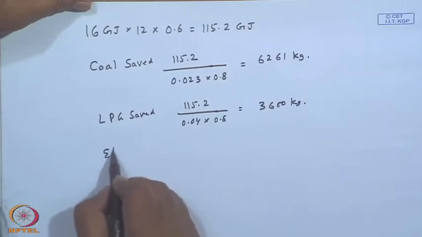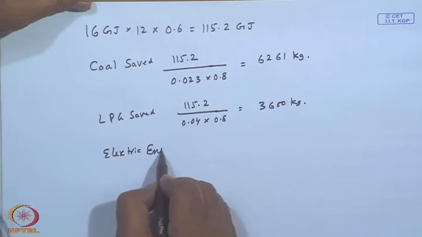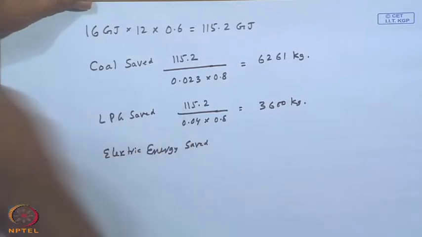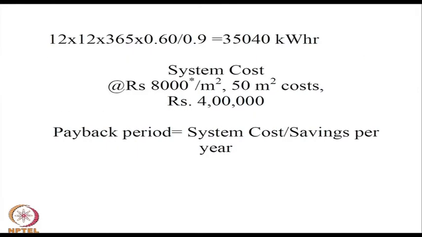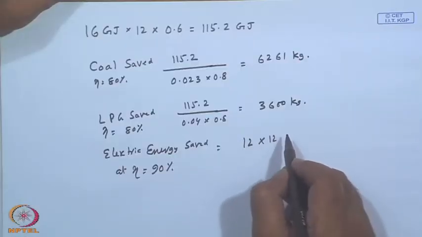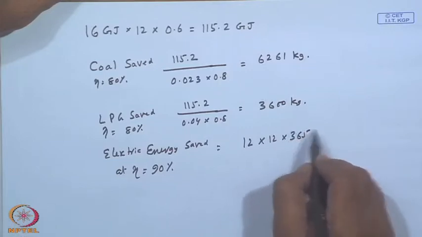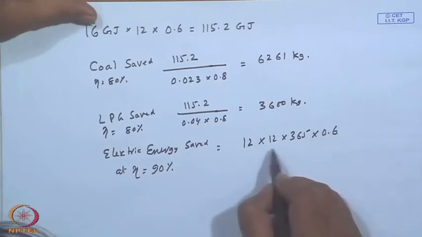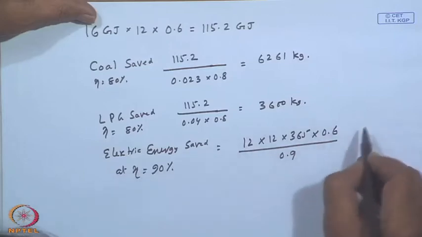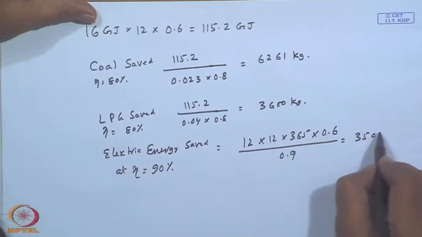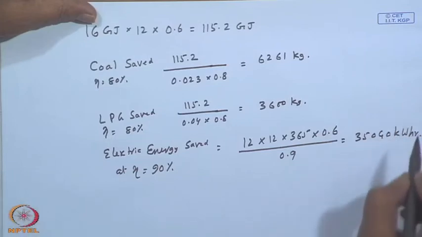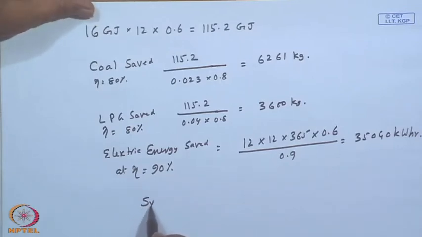Electric energy saved. So, efficiency is equal to 80% in those two cases, and this will be a little higher, which will be equal to, it is 12 kilowatts for 12 hours a day multiplied by 365 multiplied by the solar load fraction 0.6 by efficiency 0.9, this will be equal to 35040 kilowatt hours.